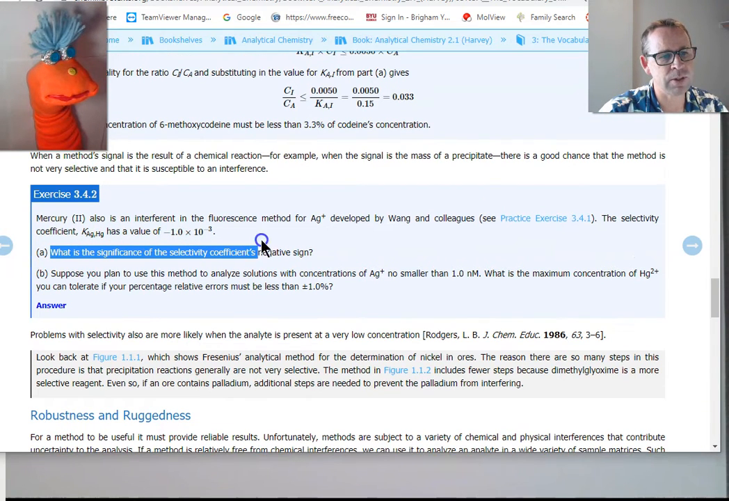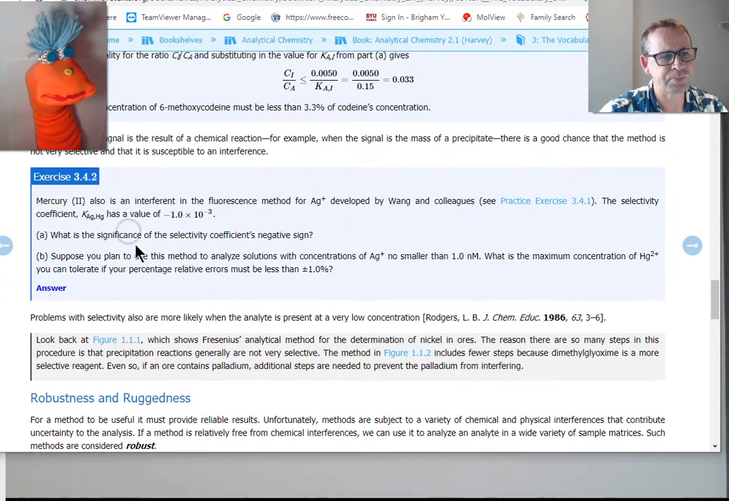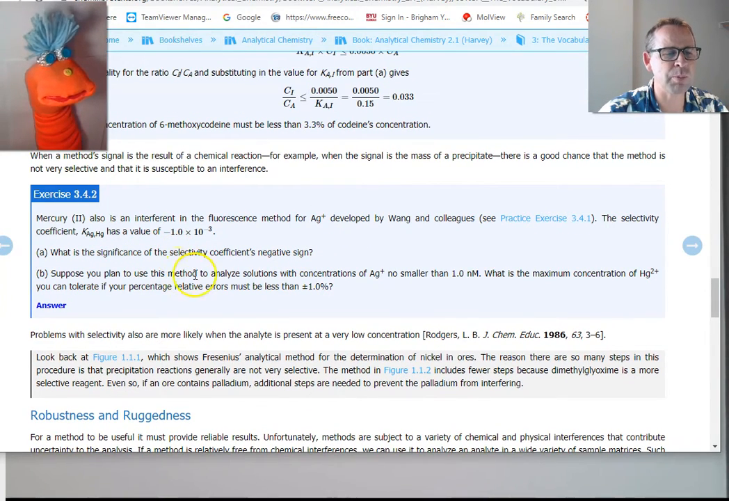What is the significance of the selectivity coefficient negative sign? We just talked about that. So suppose we plan to use this method to analyze solutions of silver, no smaller than 0.1 nanomolar. What's the maximum concentration of Hg plus 2 ion you can tolerate if your percentage relative error must be less than 1%? Okay, less than 1%.